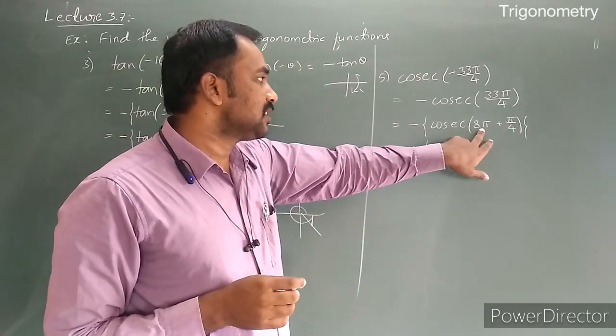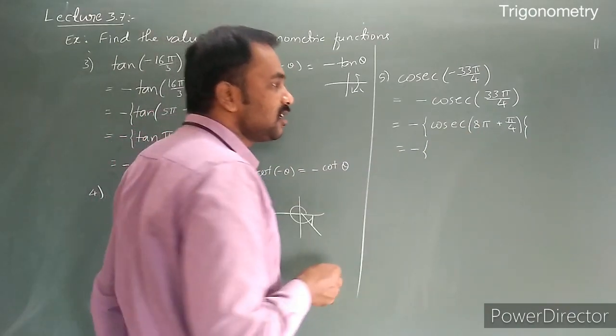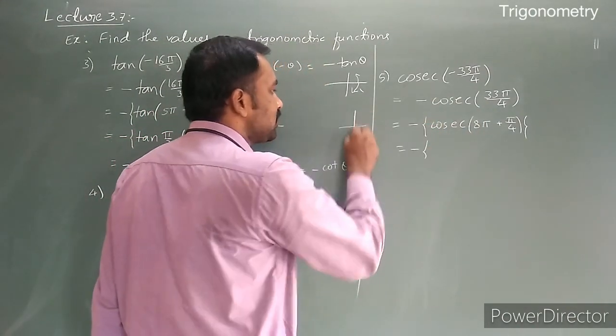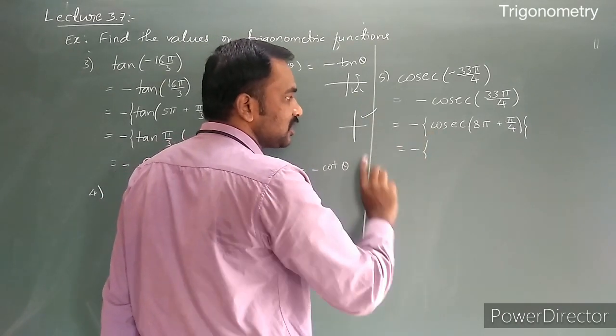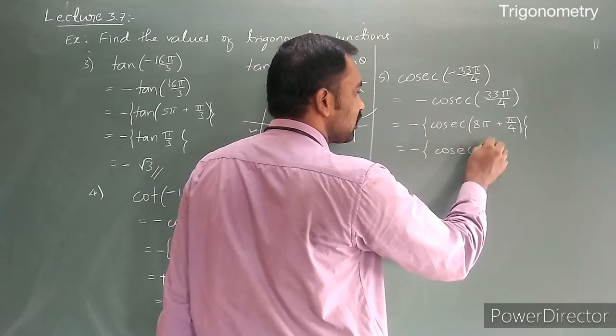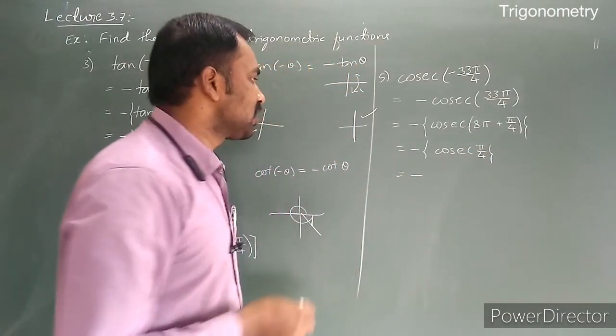Cosec of 8 pi, an even number into pi, that means 360 plus theta form. So 360 plus theta is nothing but the first quadrant. In the first quadrant cosec is positive. This already has a minus outside, and it is positive, so cosec remains cosec. Cosec of pi by 4, so minus as it is. Cosec of pi by 4.